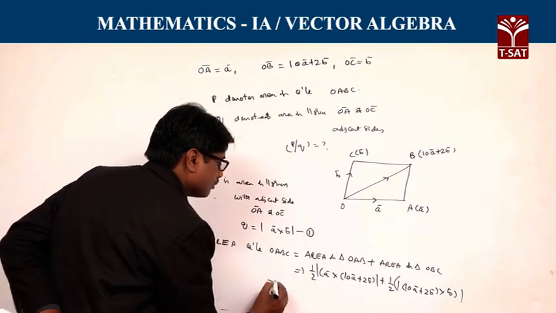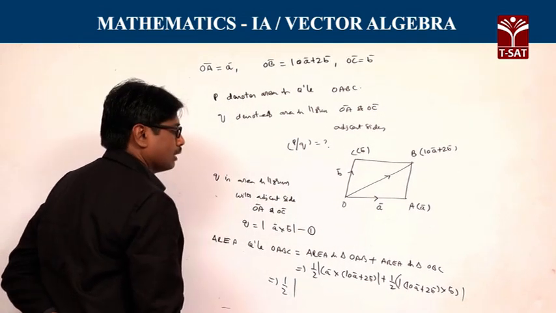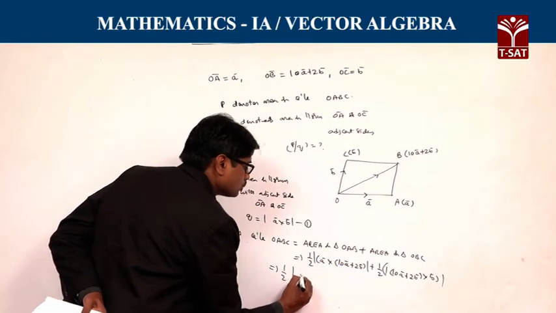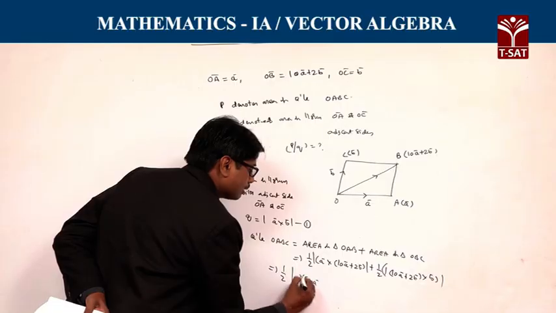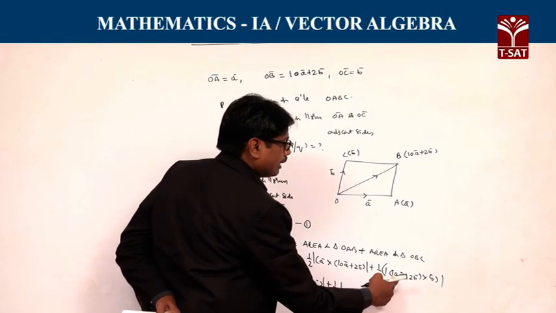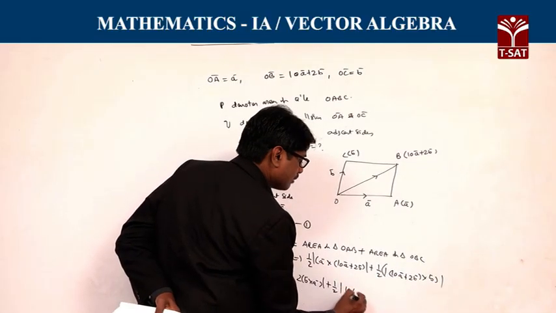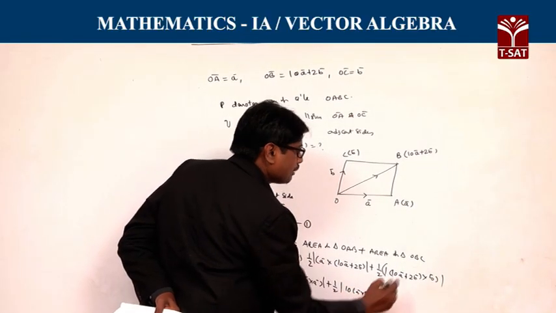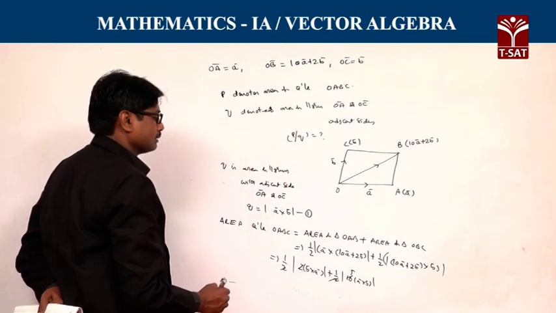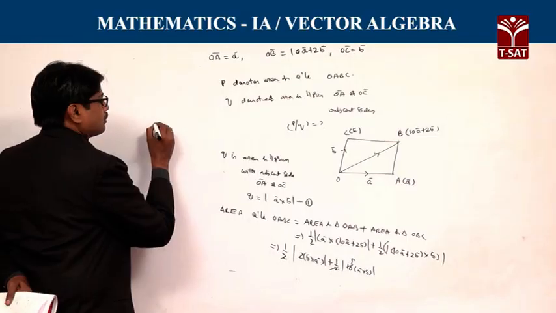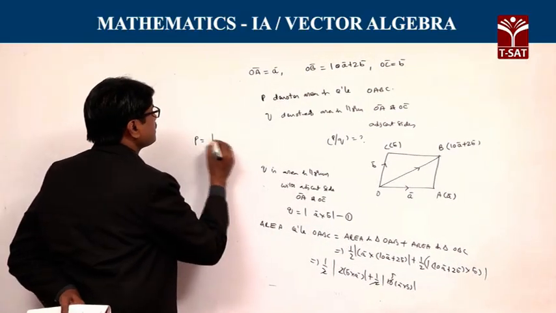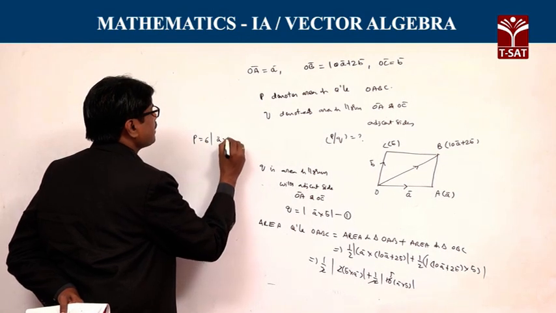which is equal to 1 by 2 times modulus of A bar cross A bar will be 0, that is 2 times of B bar cross A bar, plus 1 by 2 times 5 times of A bar cross B bar, and B cross B will be 0. Here 2 times, 5 times and 2 times cancel. Therefore, P is equal to 5 plus 1, 6 times of A bar cross B bar.